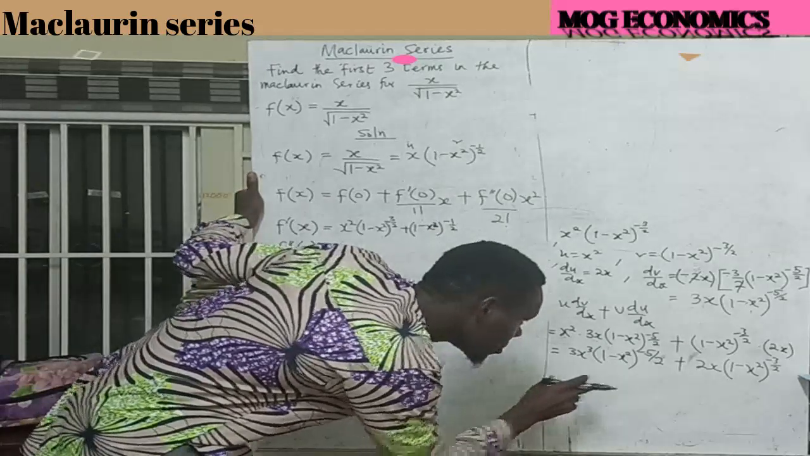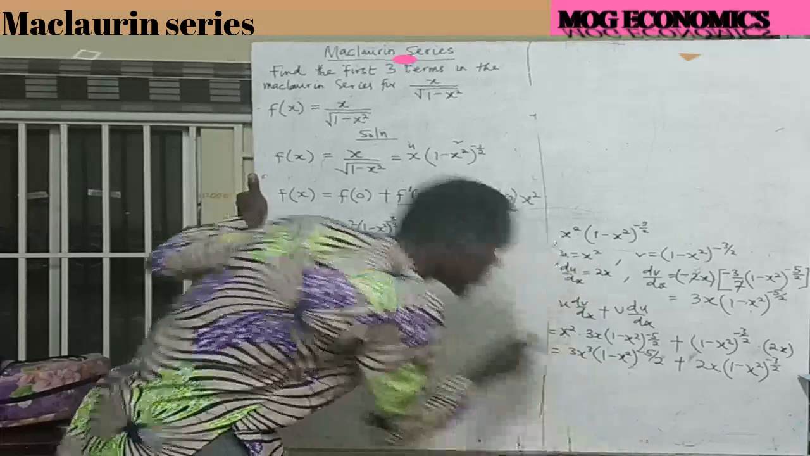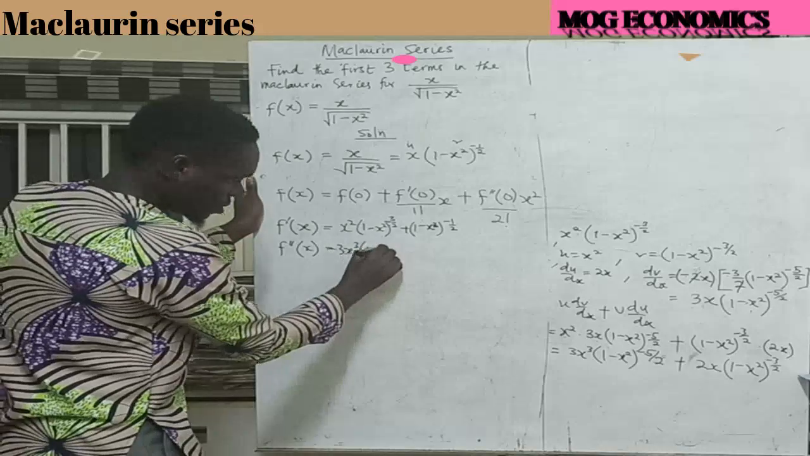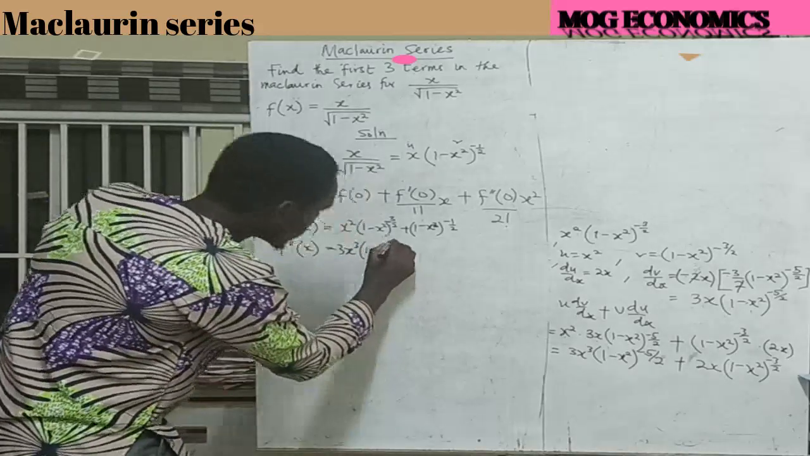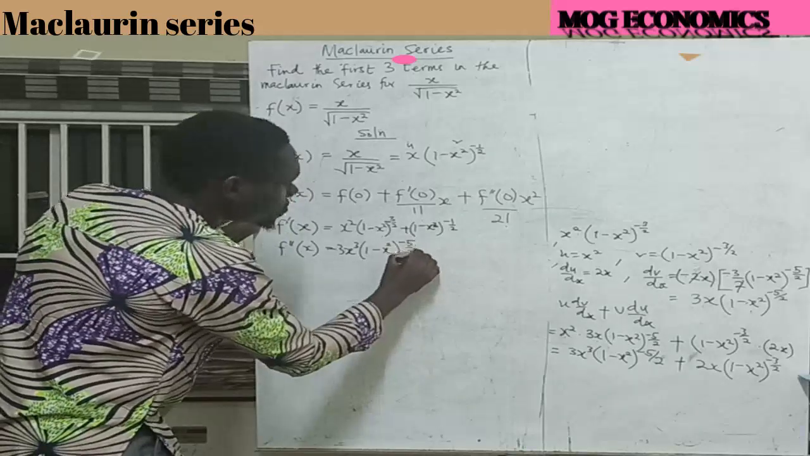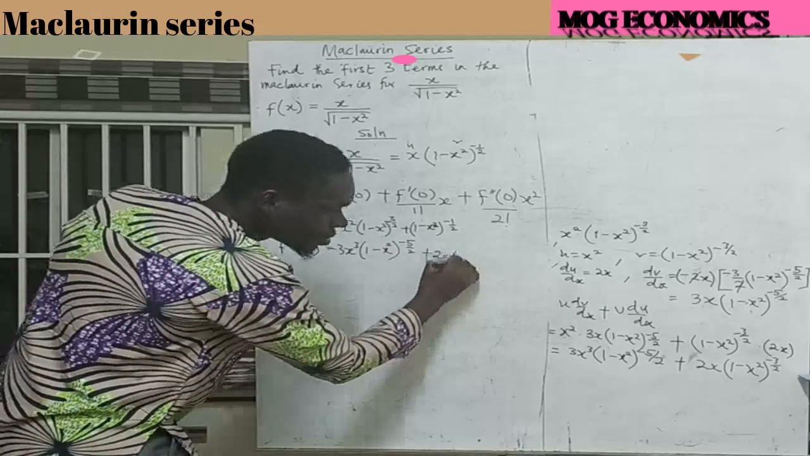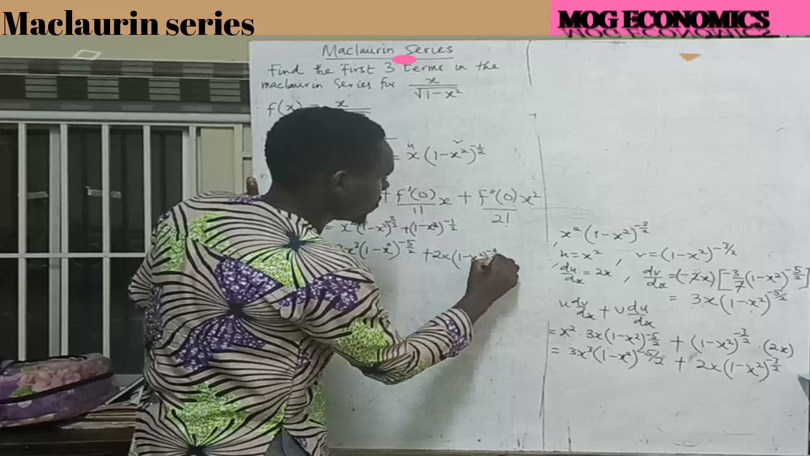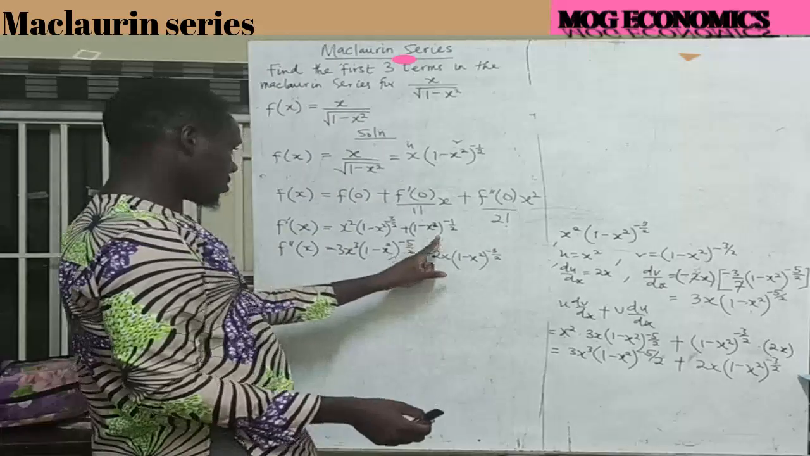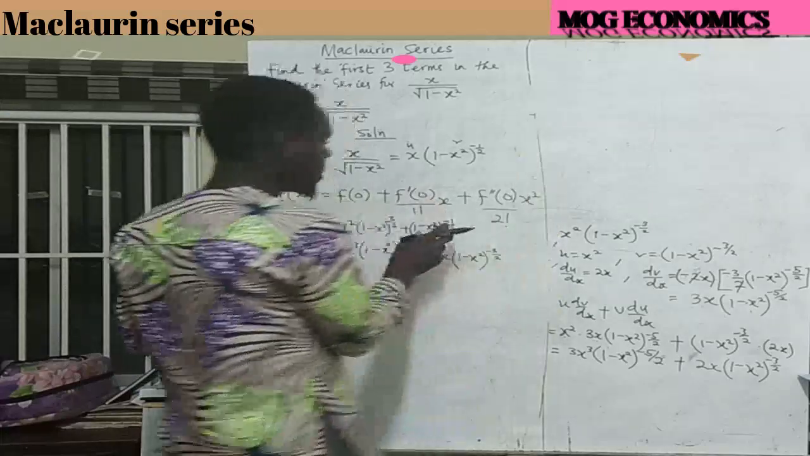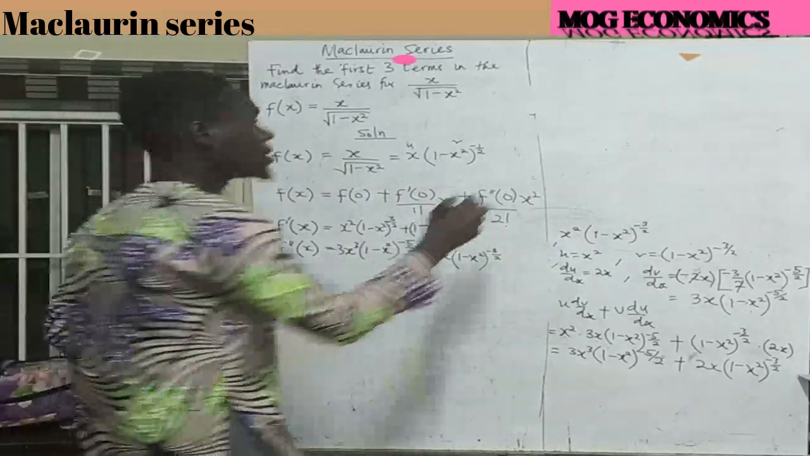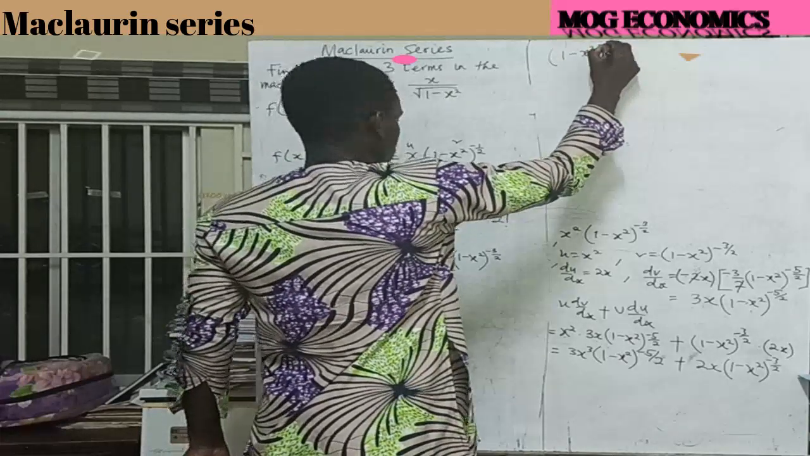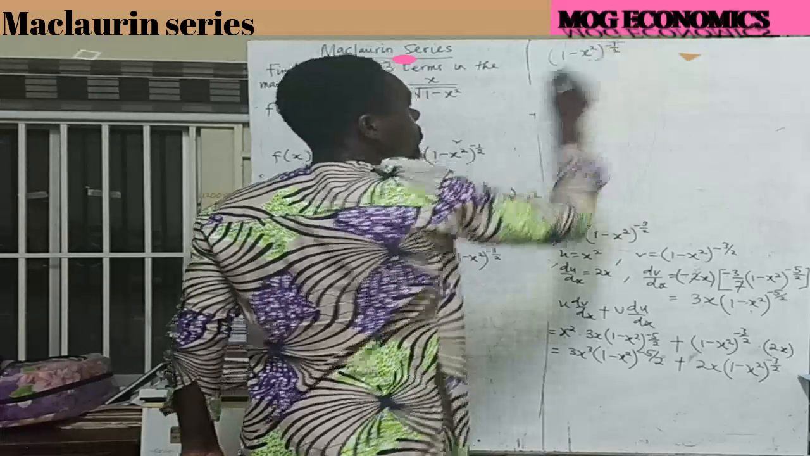Let's see if something we can do to this. Okay, let's just write that down first. 3x cubed (1 minus x squared) raised to the power of minus 5 over 2 plus 2x (1 minus x squared) raised to the power of minus 3 over 2. Then this other part, we apply the power function rule. So we have 1 minus x squared raised to the power of 1 minus 1 over 2.